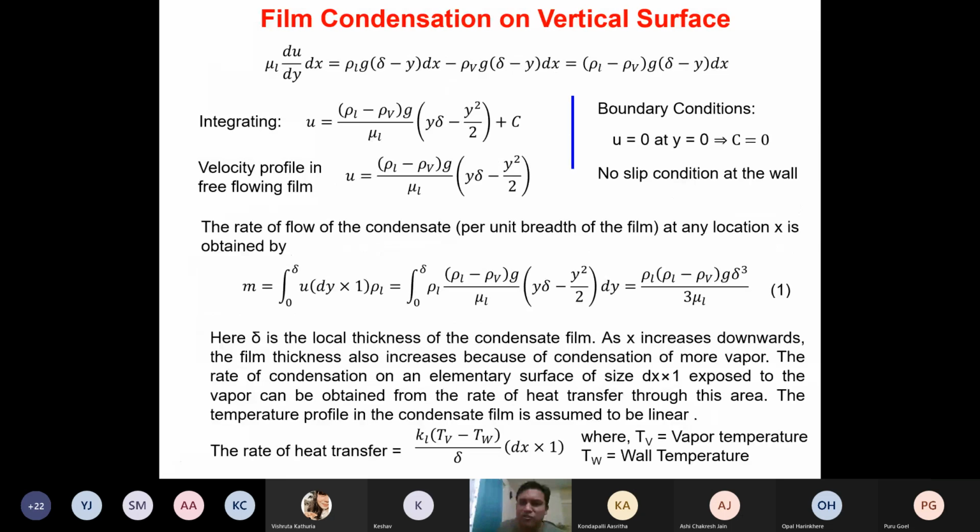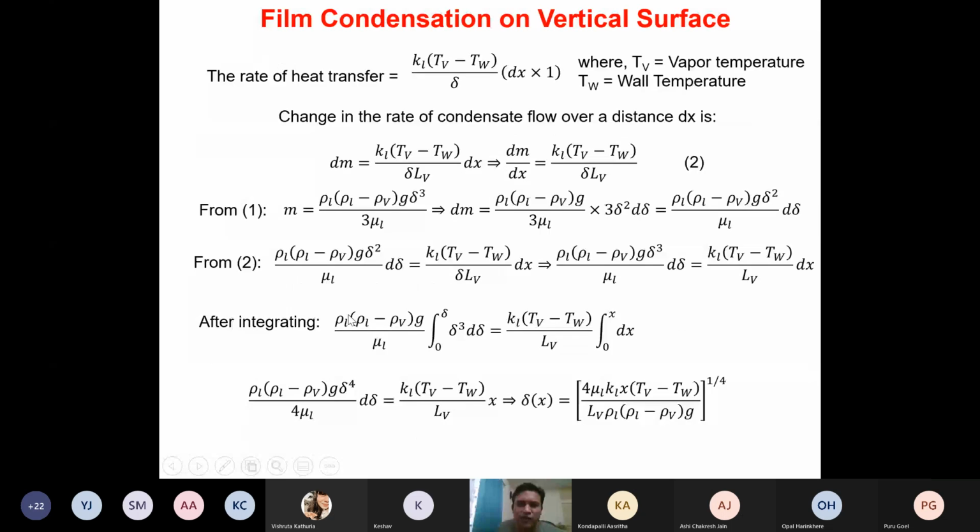dm is obtained as rho L minus rho v divided by 3 mu L as it is. This is the constant term, isn't it? Since as x is moving, this is with respect to x, isn't it? So as x is moving, only the change in delta is taking place, and therefore we will have 3 delta square into d delta. So differentiation of delta cube will give me 3 delta square into d delta, and this 3 will get cancelled out. So what we will get is rho L, in the bracket rho L minus rho v, g delta square divided by mu L into d delta, and this is the same as what we have obtained from equation number 2.